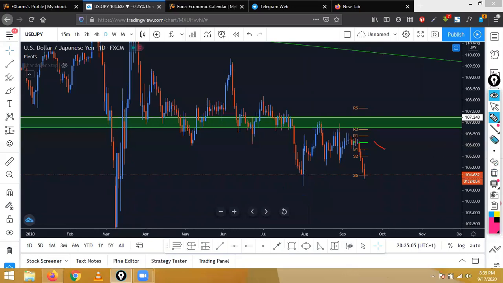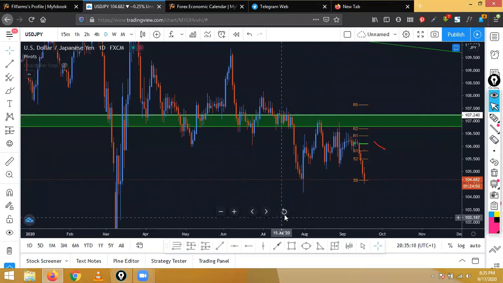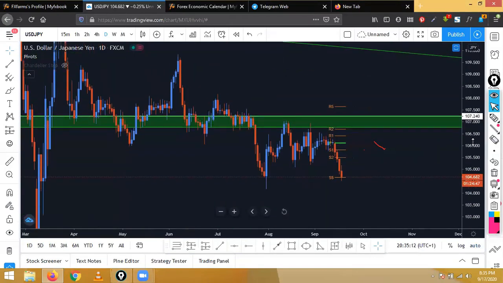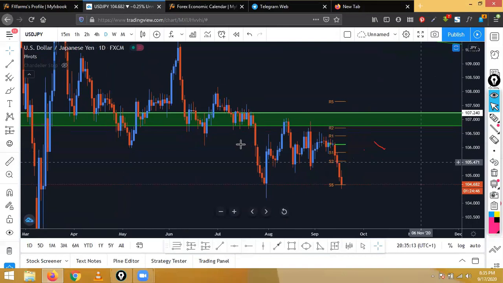So I don't want to go that far. S5 is a support zone, and what do you look out for at support? You look for buying opportunities. So right now we have framed our mind that we are looking for buying opportunities.